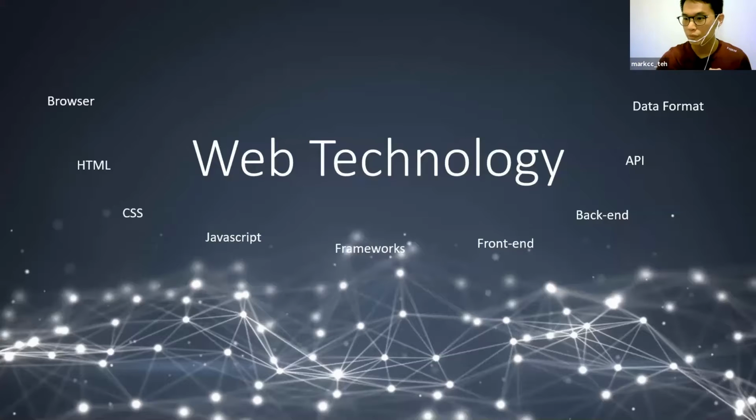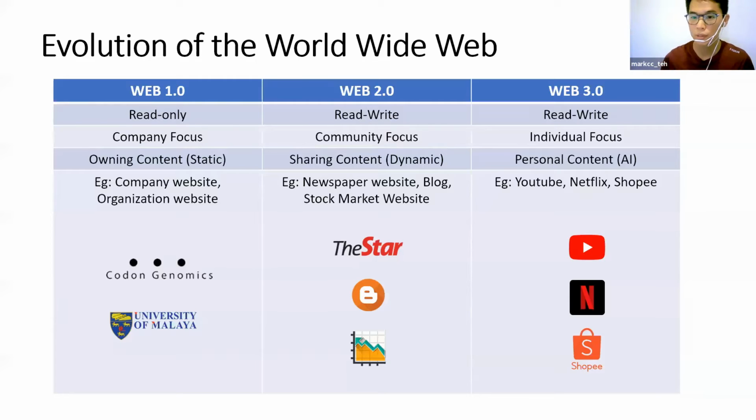So to start with the web technology, maybe we talk a bit about the evolution of the World Wide Web. For the evolution, it actually starts from web 1.0, 2.0, and until today it is 3.0. So for 1.0, the website is quite easy. It's just read only, the user can only read the website.